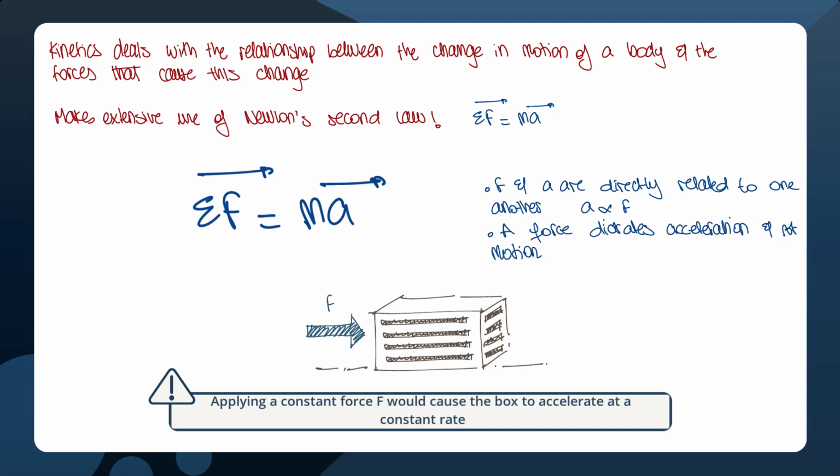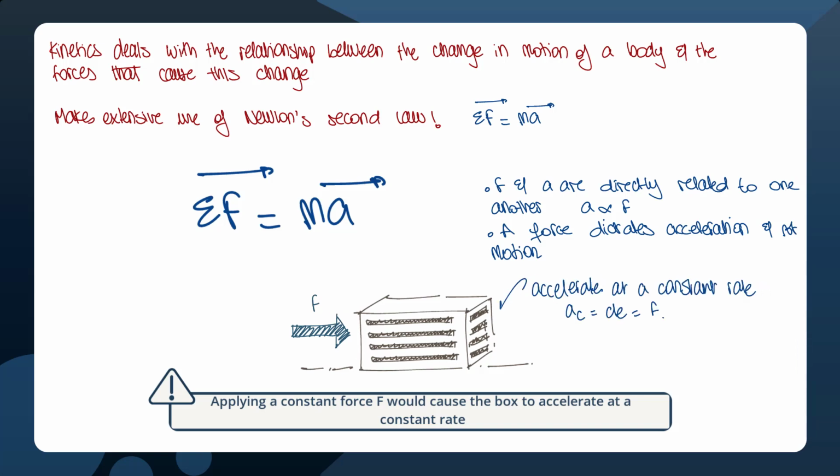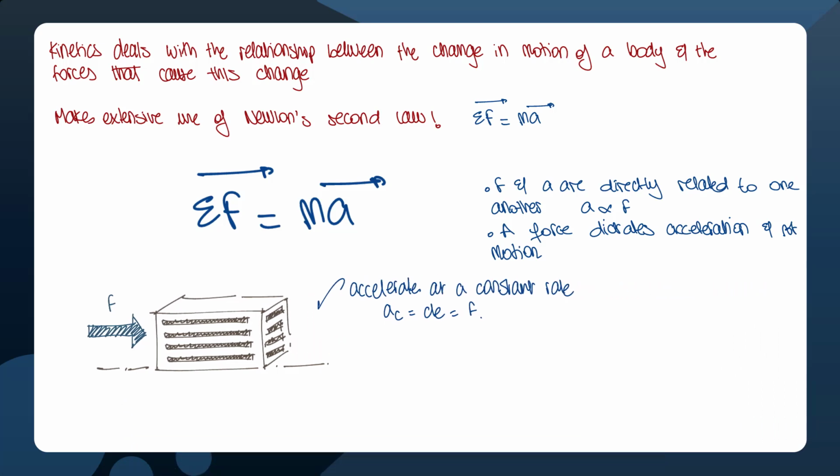So if you apply a constant force to a box, the box would start accelerating at a constant rate. It would not move at a constant velocity. So motion is not related to the force. Force is related to the acceleration, which causes motion.